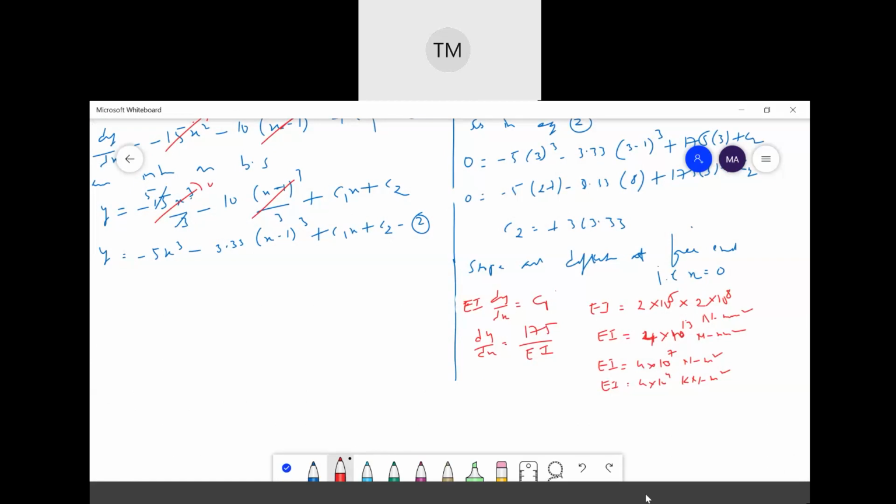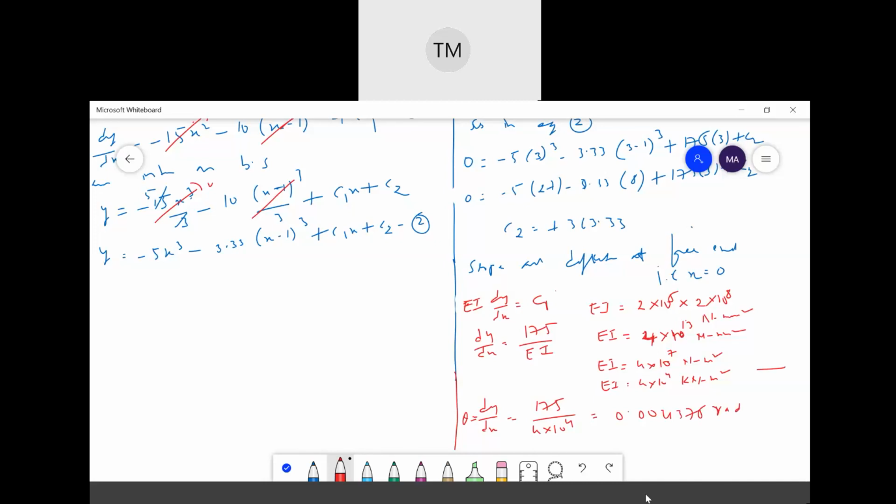Next, you are substituting the values here. What happens? dy by dx is equal to 175 by 4 into 10 power 4 kilonewton meter square. It is nothing but the slope theta, that is 0.004375 radians. The value is 0.004375 radians.